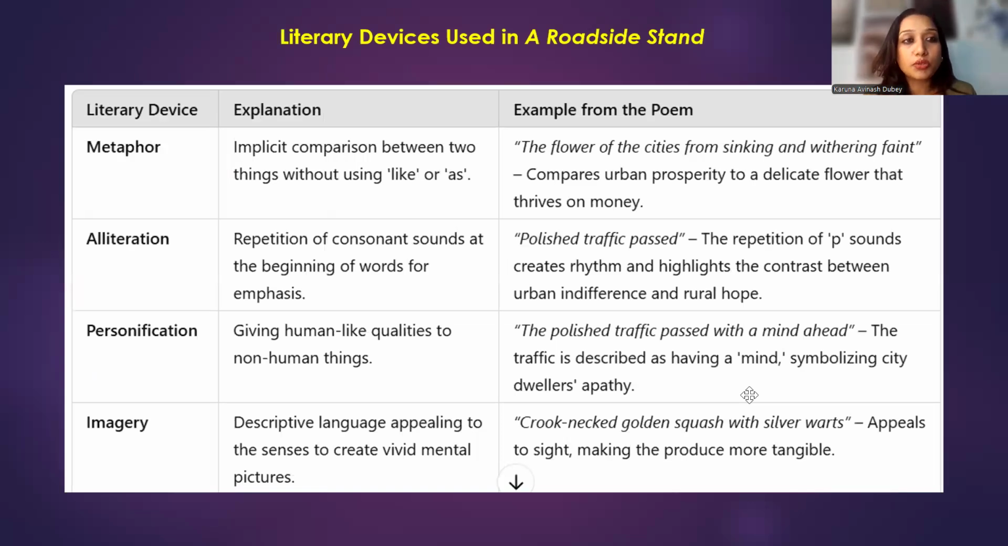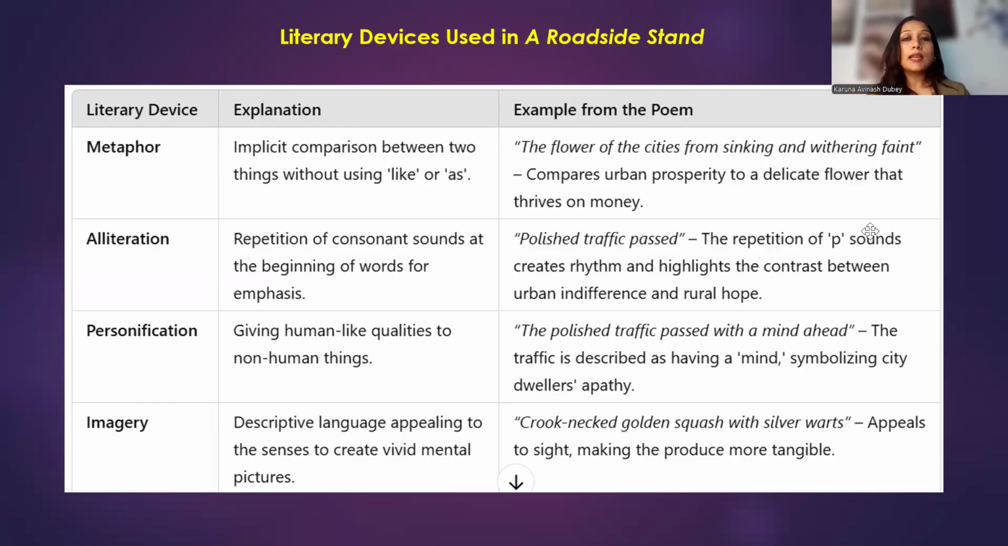Okay, let's come to the literary devices. Metaphor: comparing two things without the use of as and like. The flower of the cities from sinking and withering faint. It compares the flower of the cities to what? It compares the prosperity, the business, the growth of the city. What supports the growth? So the flower is the growth and the business of the cities.